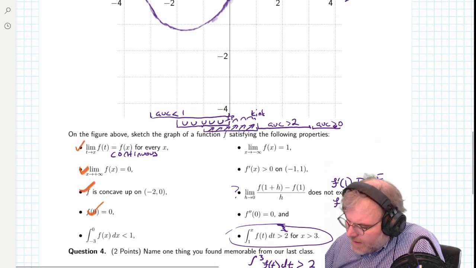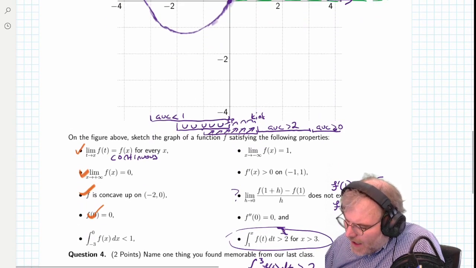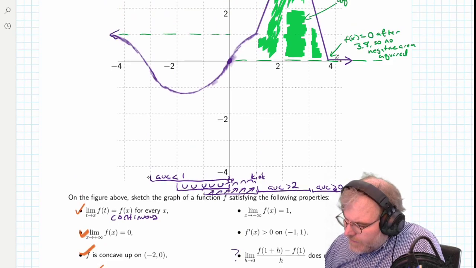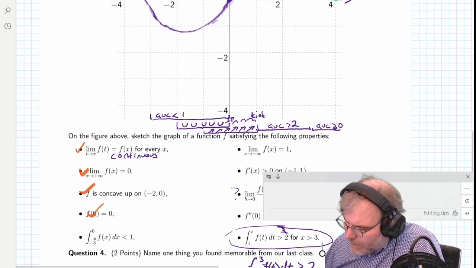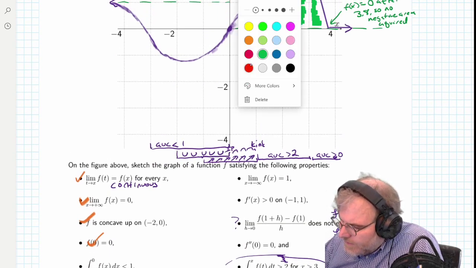That is correct. If I acquired less than 1 area from -3 to 0, that was where I wanted, right? -3 to 0. Well, yeah, I've actually acquired negative area.